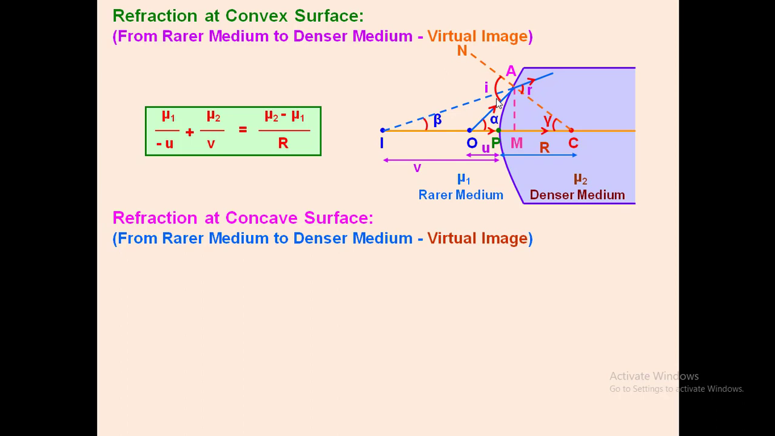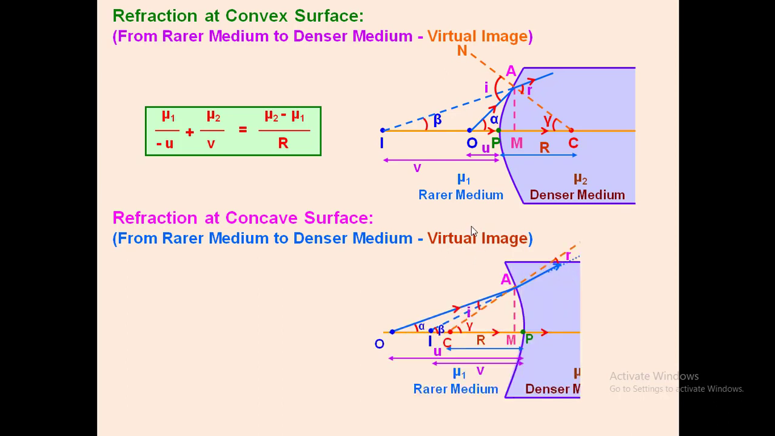Same procedure. Now again, if you consider refraction at a concave surface, now I am taking the second surface. Instead of convex, we are going to consider the concave surface. I repeat, the procedure is the same, but here we are going to obtain the condition for virtual image. If you see the diagram, you will understand.